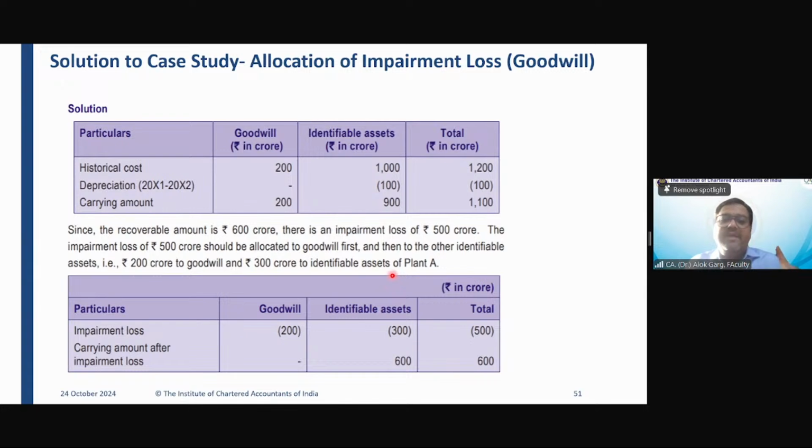But in other assets there is only one asset, so the remaining 300 will go entirely to this other asset. So the impairment loss will be charged 200 to goodwill and 300 to other assets, total 500. So goodwill will become 0. The other identifiable asset is 900 minus 300, 600. So cost minus accumulated depreciation minus accumulated impairment loss, 600. So the carrying value after impairment loss for this cash generating unit is 600, right?